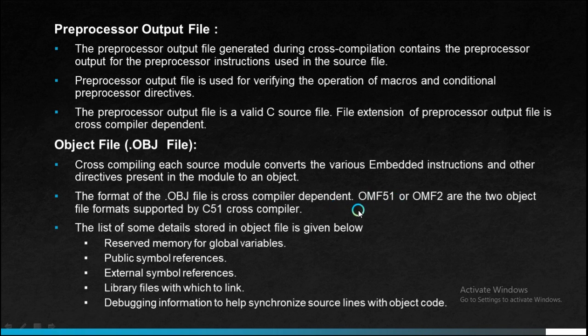Now next is the information that is included in an object file. These are reserved memory for global variables, public symbol references, external symbol references, library files with which to link, and debugging information to help synchronize source lines with object code. That's all about the object file.